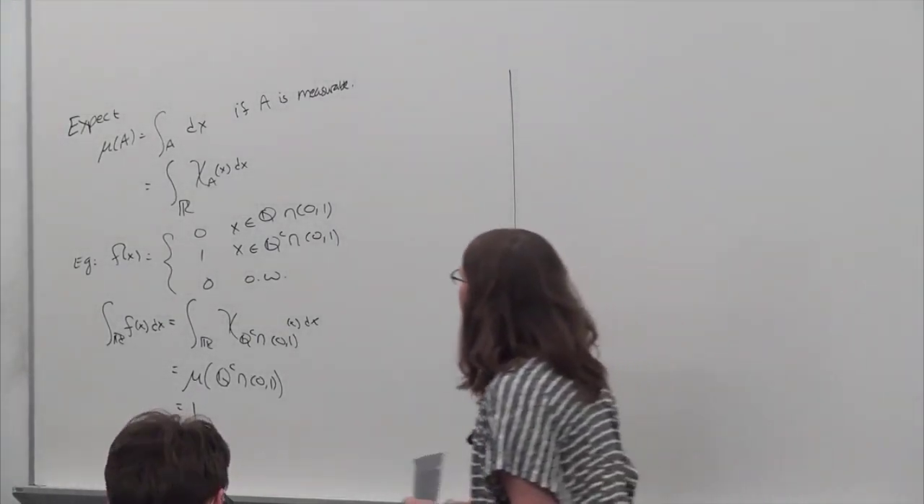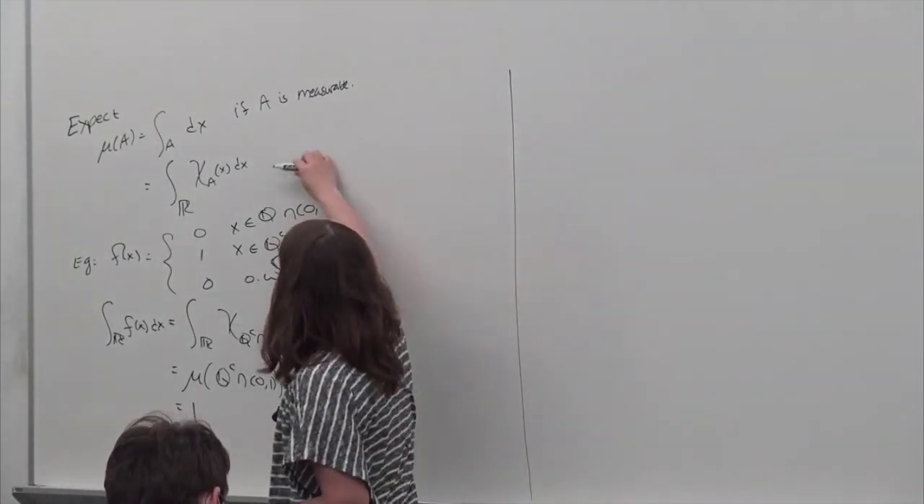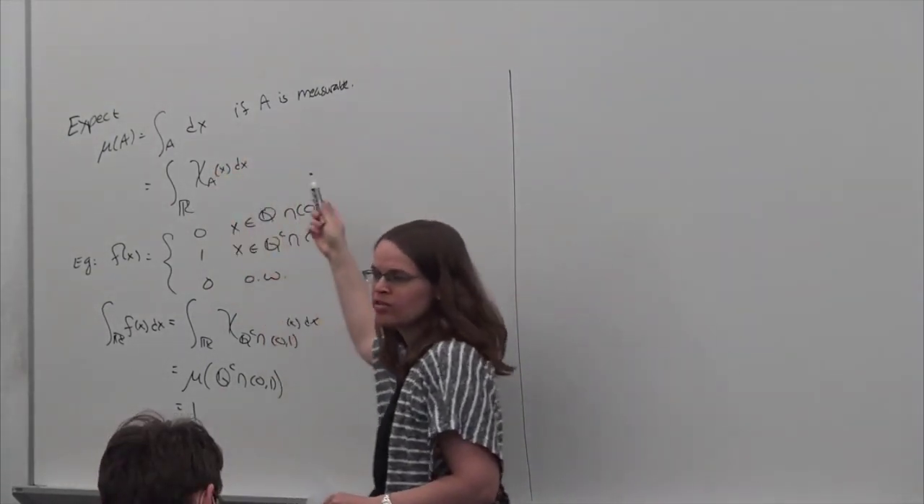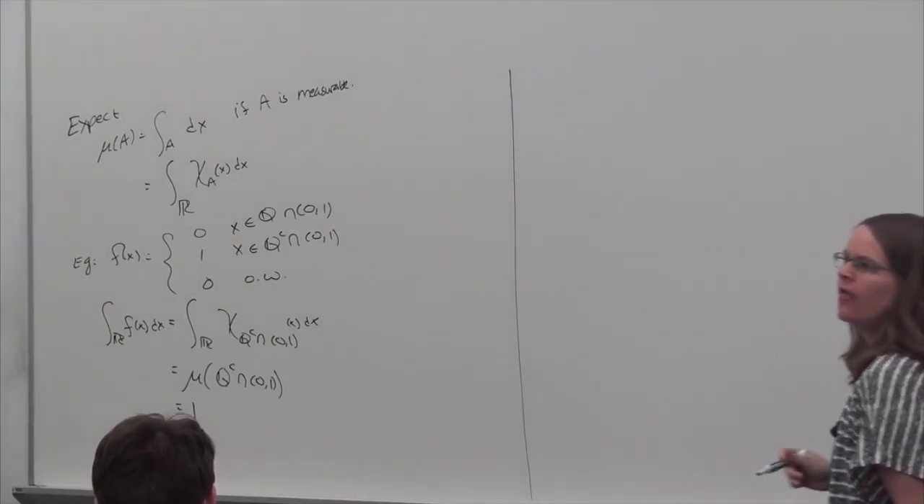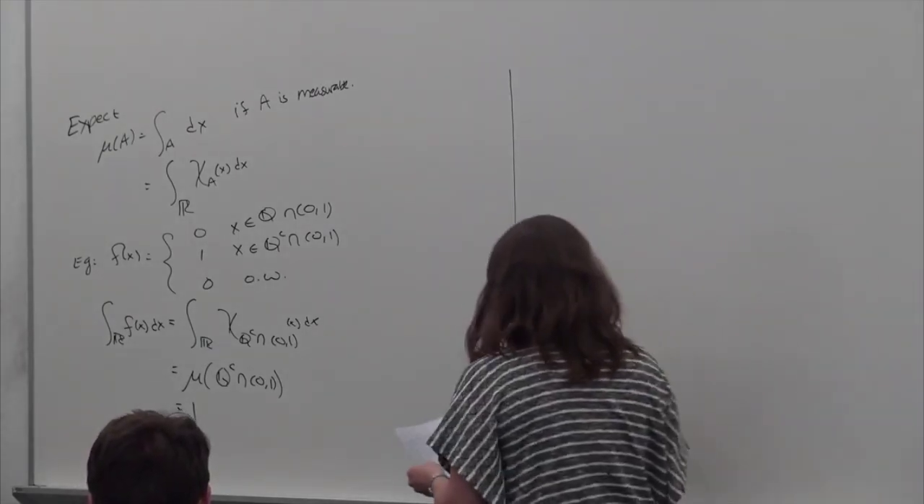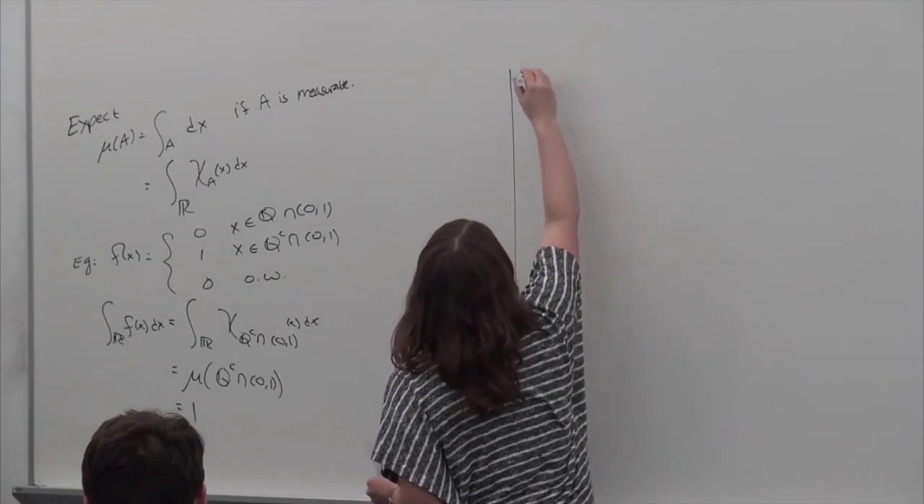A function that takes finitely many values, we should be able to decompose into some kind of weighted sum of characteristic functions. And then if we assume the integral hopefully has properties that we expect, like we can pull constants out and it's linear, then that gives us something easy to work with. So let's try it next.